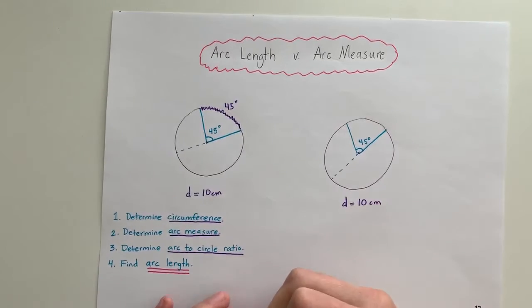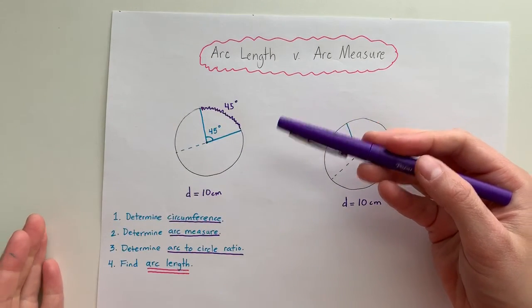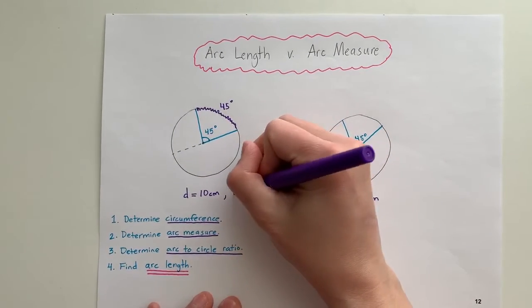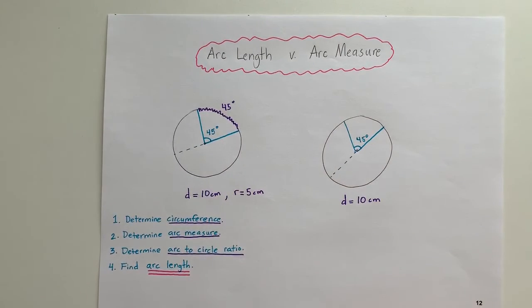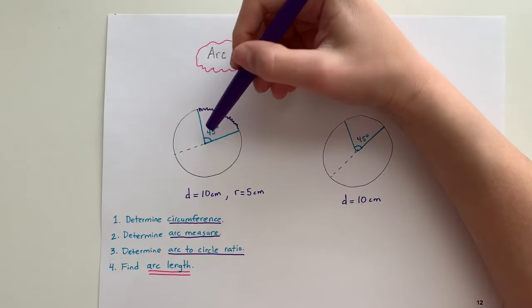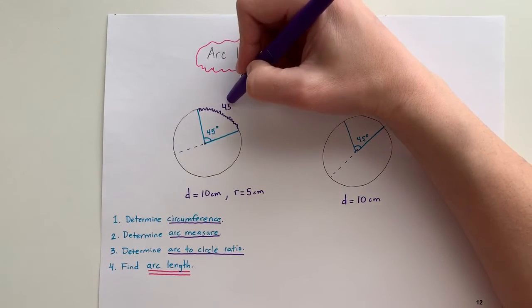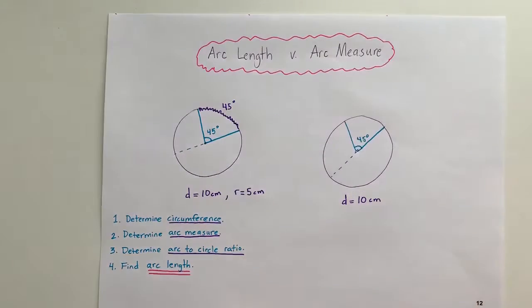Okay, and remember, if you're given the radius, say you were given the radius is 5 centimeters, then we knew that the diameter is 10 centimeters. So we can also say that the radius is 5 centimeters, okay? You can do this knowing either one of those lengths. So you're going to need some way of knowing your arc measure, and you also need to know what the diameter or the radius is, okay?